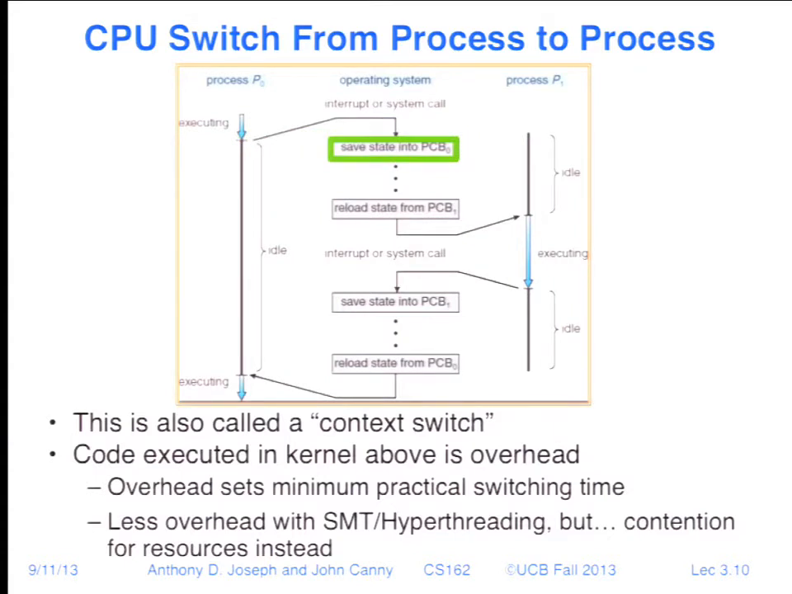And when you're done there, the OS can reload the state of some other ready process, put it back into the registers and so on of the CPU, and then basically transfer control to the PC address in that PCB. That causes the second process to start executing. And that will iterate. It will run for a while until something makes it stop. It'll come back and save its state and so on. All right, so that's canonically what the context switch is.